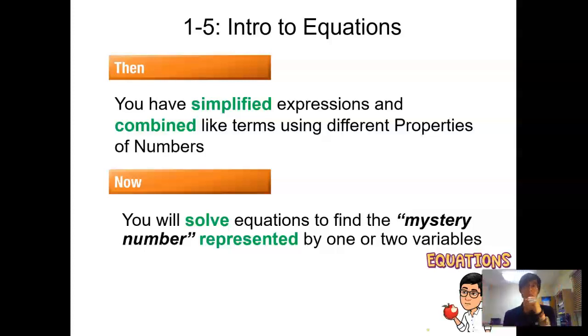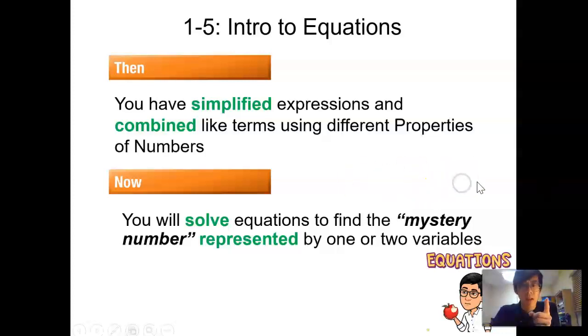But now, with our lesson Intro to Equations, we're going to solve equations to find the mystery number represented by one or two variables. So you're going to see this all over algebra. Practically, it's about finding x, right? Finding what number that variable is, okay?